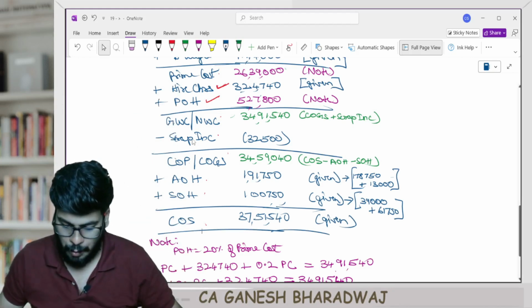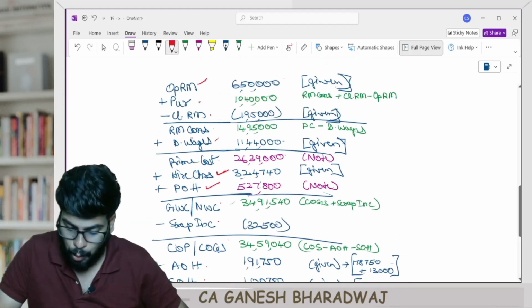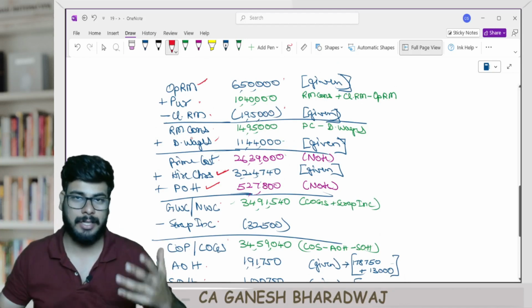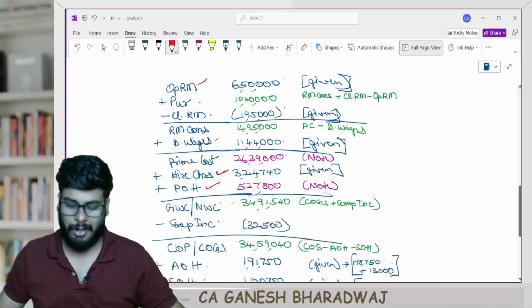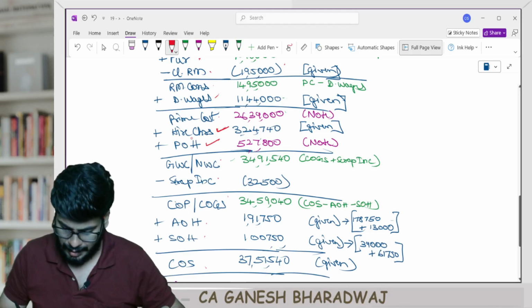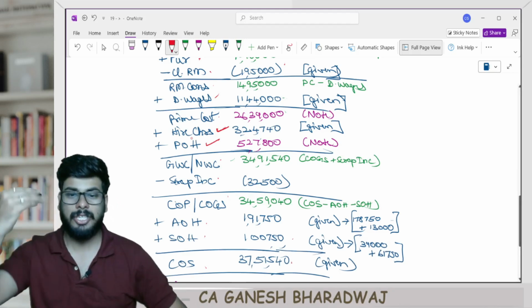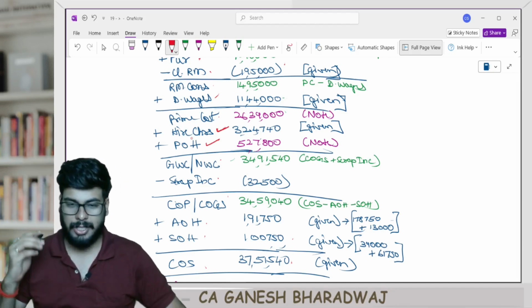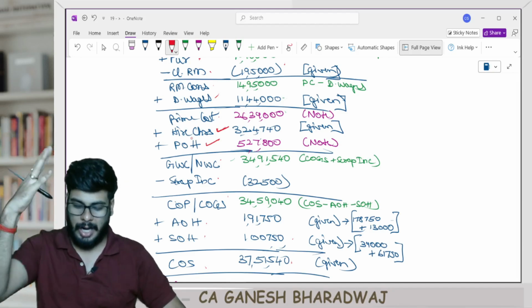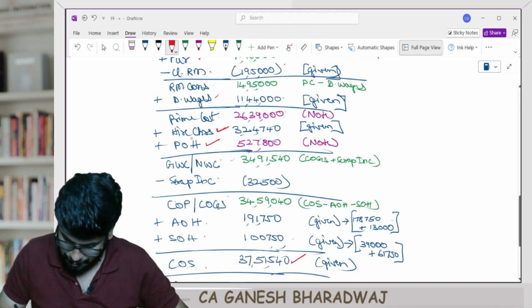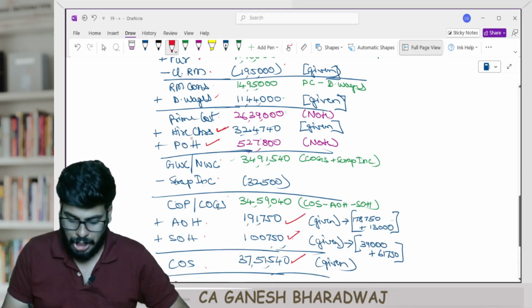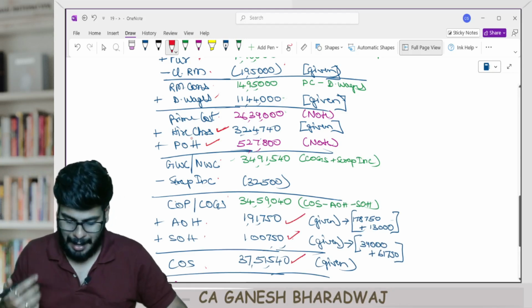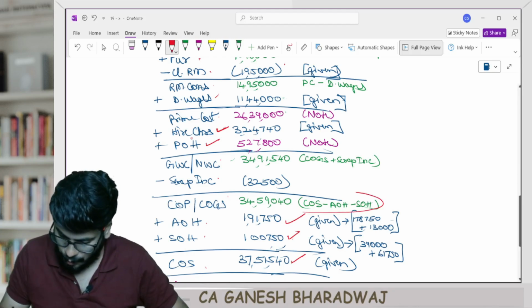Fine. Now what do we do? All we need to do is this: the blue ink items are all given items. This is how I have done it for the sake of presentation, so it will be easy for you to understand. These figures are all given, so we have plugged in all the blue ink items. Now we will start from the bottom. This figure is given, this is given, this is also given. So the cost of goods sold, can I say it's a balancing figure? That is nothing but what I have mentioned here.